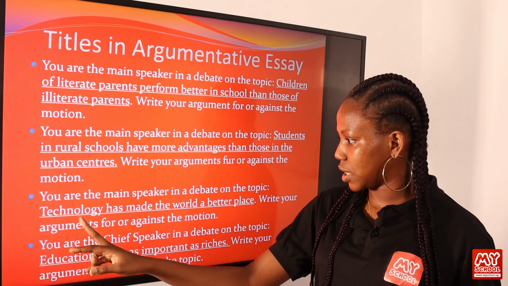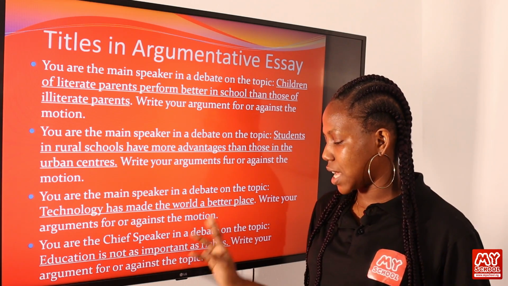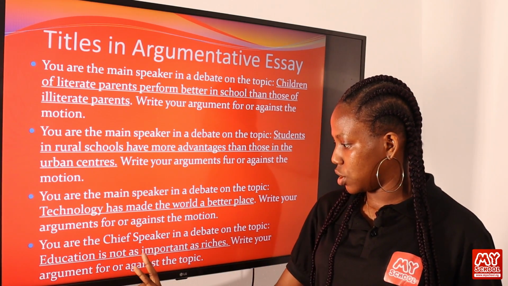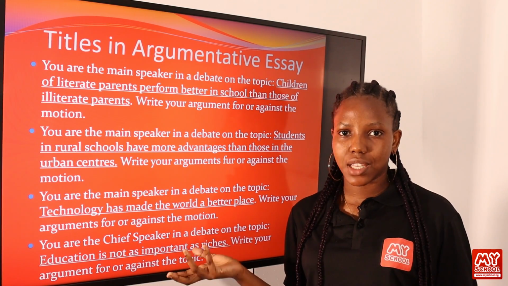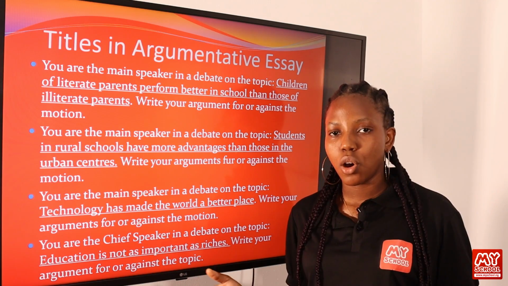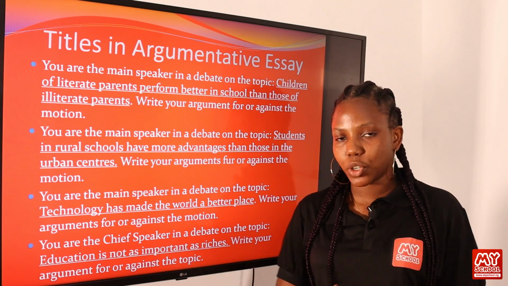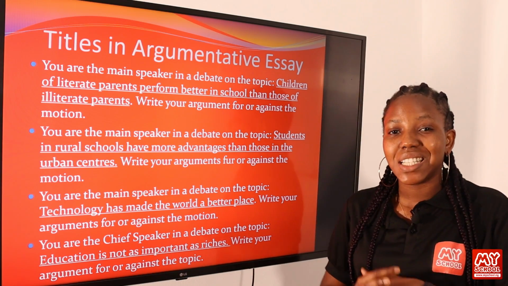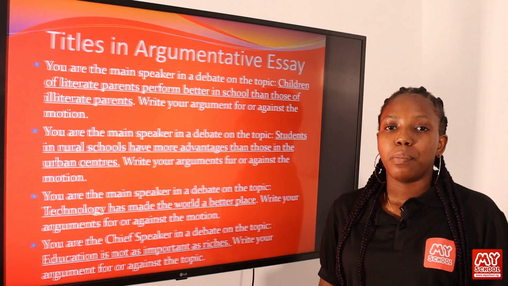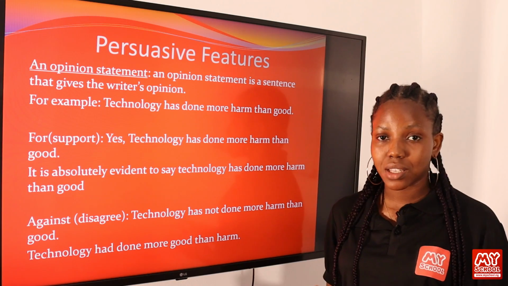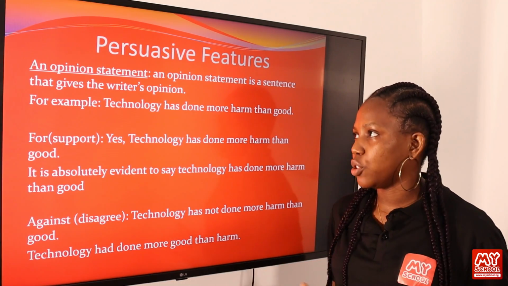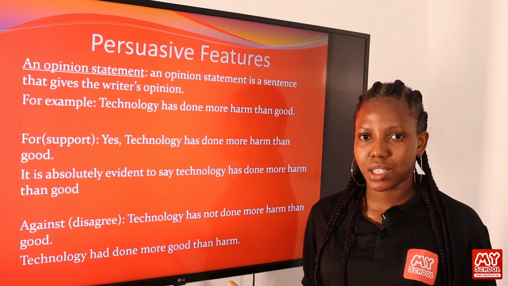You can see the titles, technology has made the world a better place, and we have education is not as important as riches. So these are titles of argumentative essay you would often see in your examination, or how they would generally look like. Okay, so now let's take a look at the next objective, which is persuasive features. So like I mentioned, 4 parts. So the first one is an opinion statement. Now, what does an opinion statement really is?